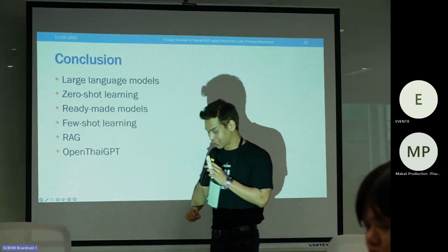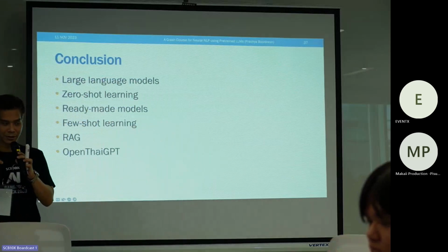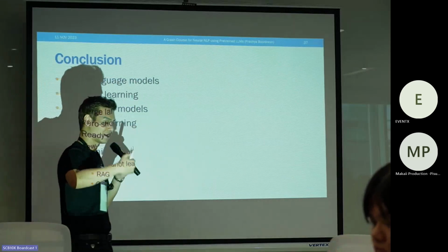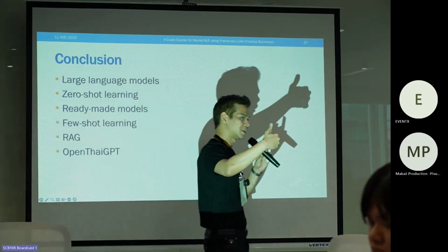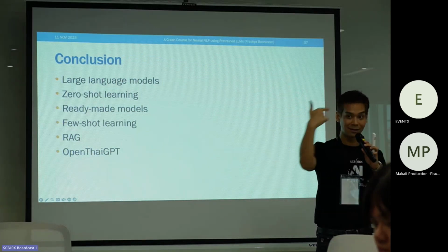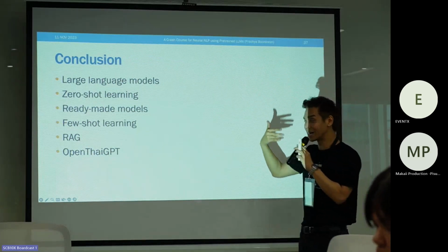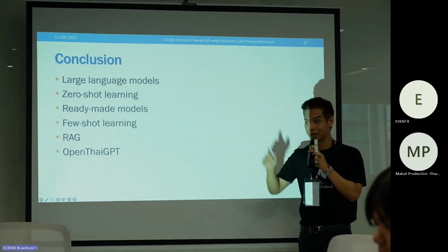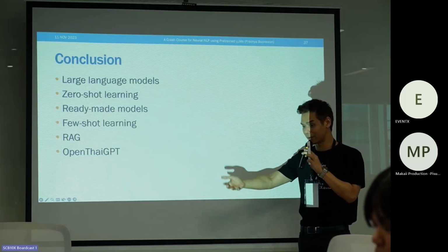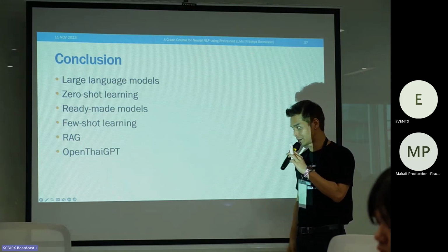And RAG, retrieval augmented generation. If you can decide that the query is beyond the embedded knowledge, you query relevant information from a local data set and attach that to the query, and then put the query into the large language model to get the answer.